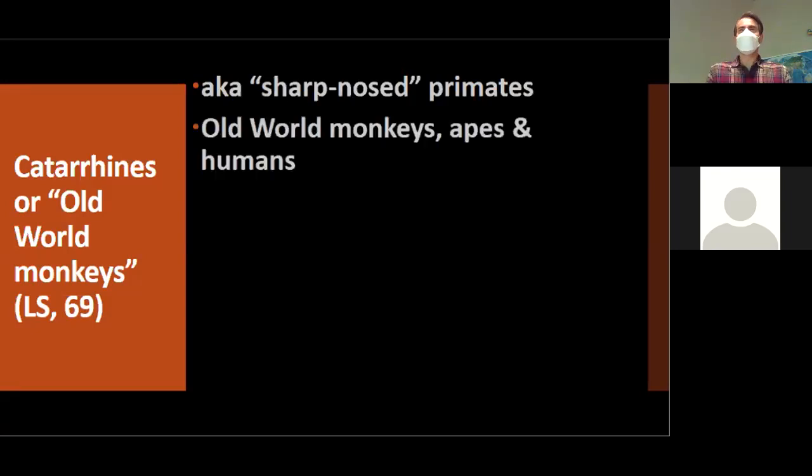And actually, humans are part of the catarrhines. We're one of the sharp-nosed primates. So this group includes old world monkeys, the apes, and also humans.